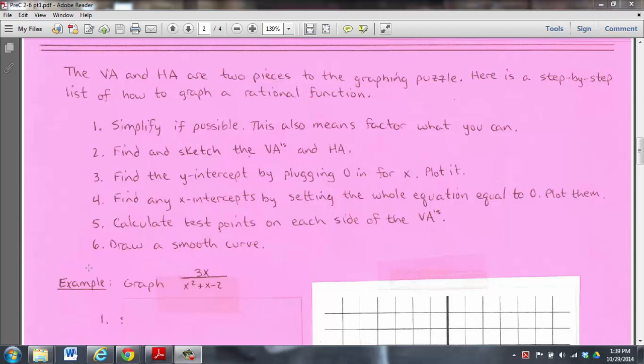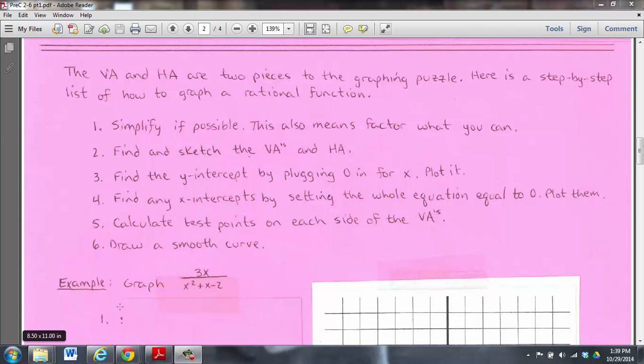First of all, simplify both the numerator and the denominator. Factor what you can. And then find the vertical and horizontal asymptotes. After you find them, go ahead and draw those in right on your graph.